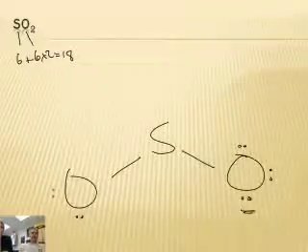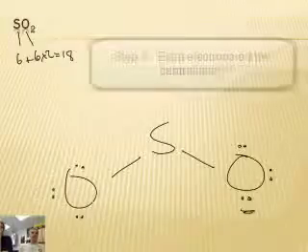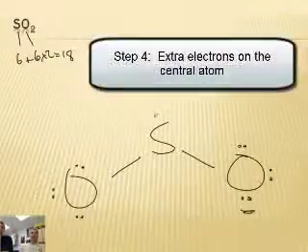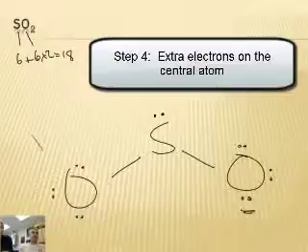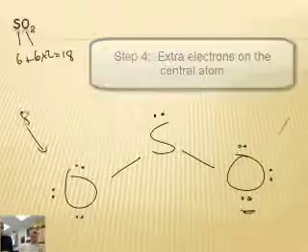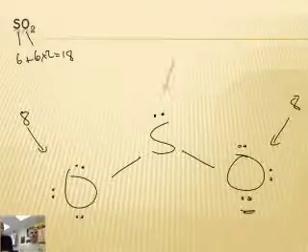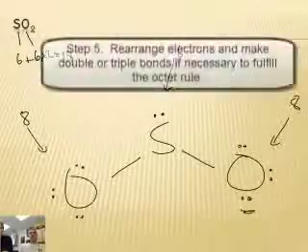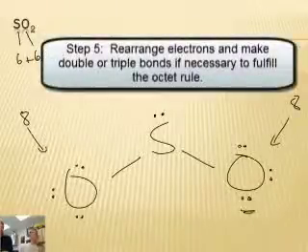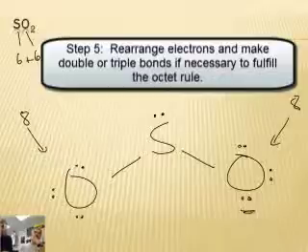12, 14, 16, and then the extra ones go on the central atom, so 18. All right, so our oxygens each have 8. His oxygen has 8, and this sulfur has 6. Oh, bummer. I thought we could get 8. It didn't work. So what's our rule if one of them doesn't have enough? What do we have to do?